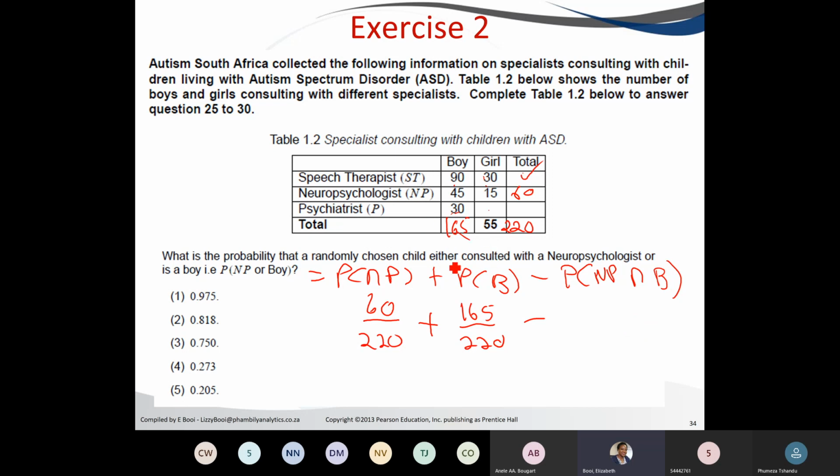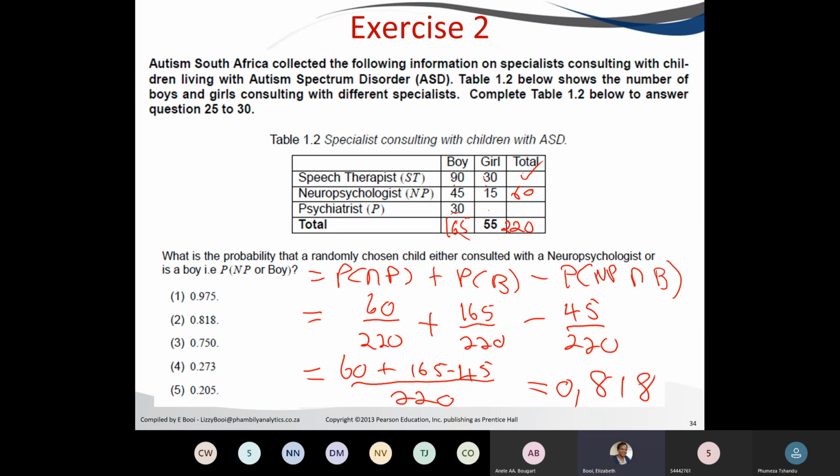Then I can say the joint probability, which is 45 over 220. And remember, they are all the same denominator. So it's the same as 60 plus 165 minus 45 divided by 220, because they've got the same common denominator. And that will give us 60 plus 165 minus 45 gives us 180, divided by 220, and the answer you will have will be 0.818, which is option 2.